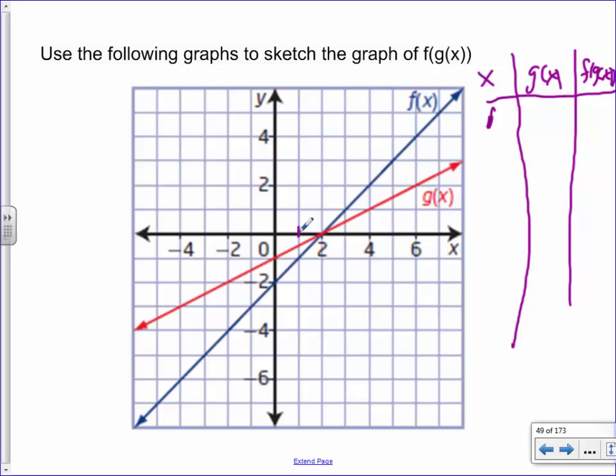Right here is 1. The g graph is the red graph. So what y value do you get on this graph right here? Negative 0.5. Yeah, negative 0.5. I totally agree. Yep.